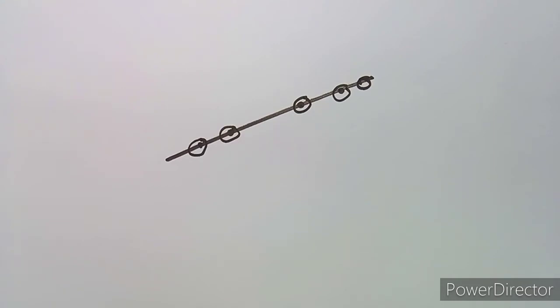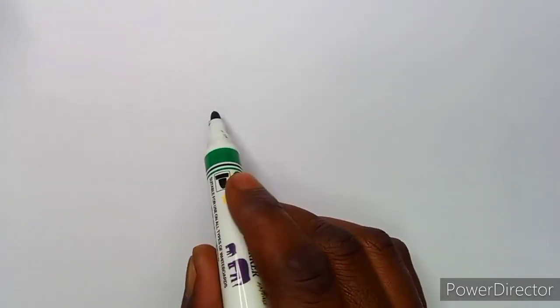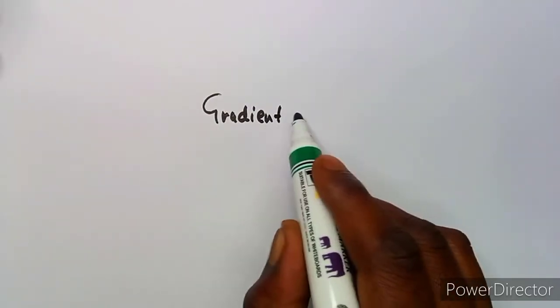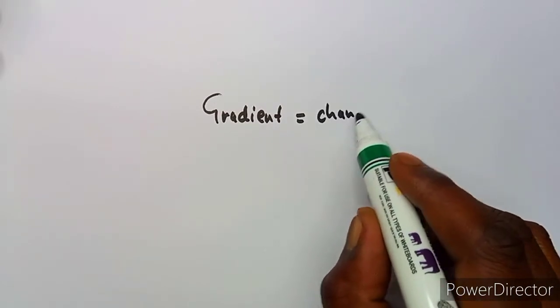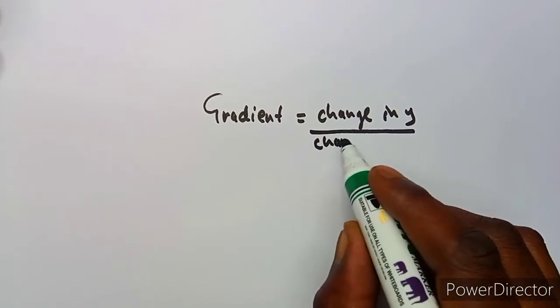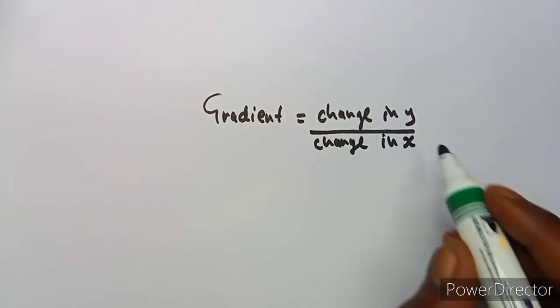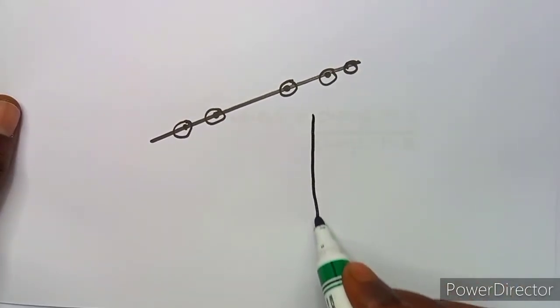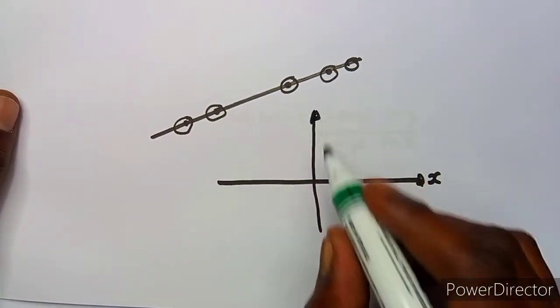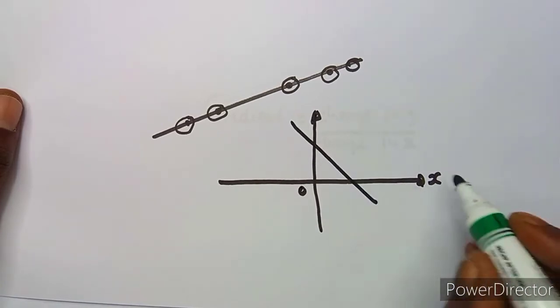What do we refer to as the gradient? We know that gradient is simply the steepness of the slope. We can write this as: the gradient is equivalent to the change in y over the change in x. So there's a change that is happening in y. Here I'm not talking about a graphical presentation. I want you to understand what the gradient is and how you work with the equation of a straight line.